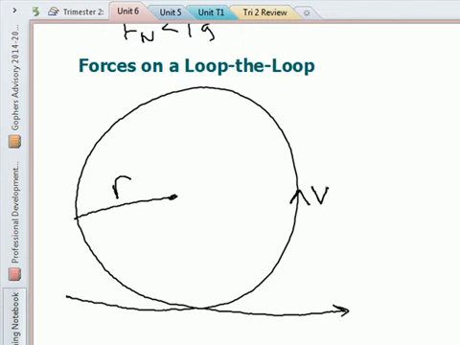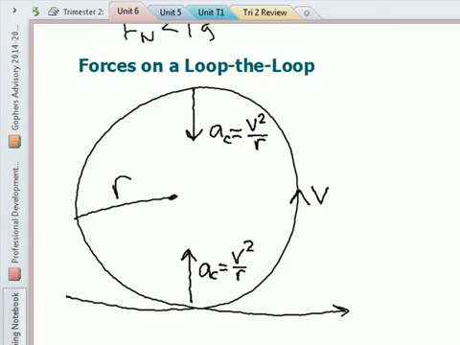And we can figure out that any time in this loop-the-loop, the centripetal acceleration has to be equal to v squared over r. And likewise at the top of the loop, our centripetal acceleration has to equal v squared over r. But this time at the top, it's pointing in the opposite direction.